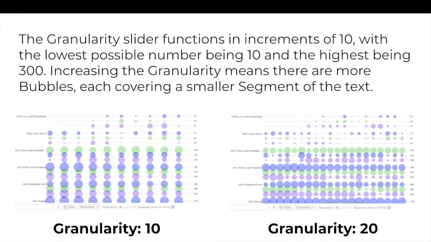The granularity slider functions in increments of 10, with the lowest possible number being 10 and the highest being 300. Increasing the granularity means there are more bubbles, each covering a smaller segment of text. Doing this may reduce individual segment counts, but the document count will remain the same. Segment counts are lower when granularity is increased because term frequency is divided over more segments than before.